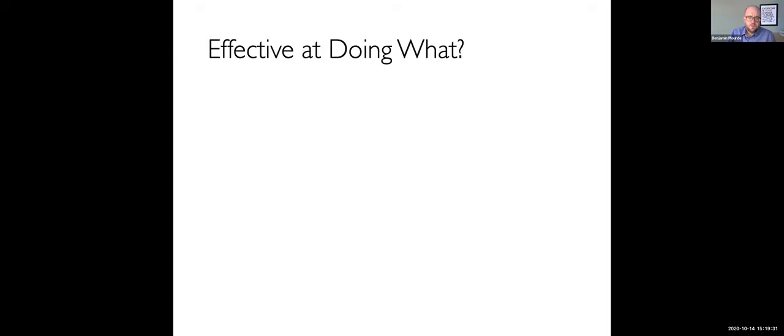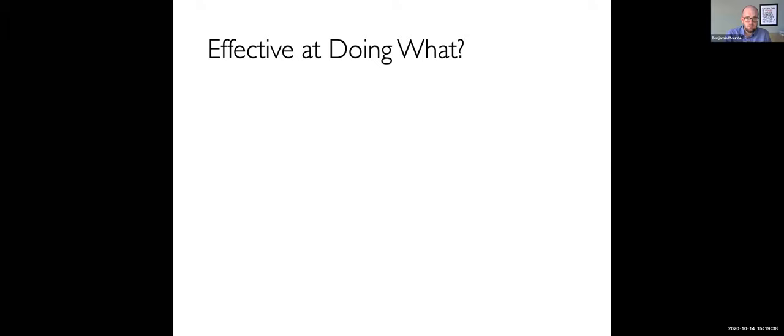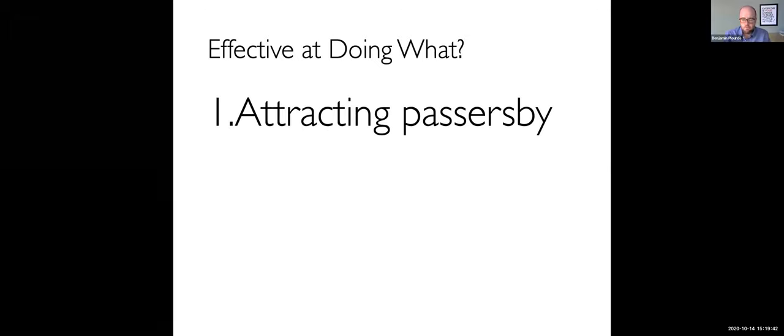When we say a poster is effective, what do we mean? What is a poster supposed to do? There are three big reasons, and some are bigger than others. First and foremost, in most of the things we will talk about for putting your poster together and making it work, is its ability to attract passersby. Your poster is not going to do any of the stuff that it needs to do, it's not going to help you build any of the skills I just went through, if no one comes over and talks to you.